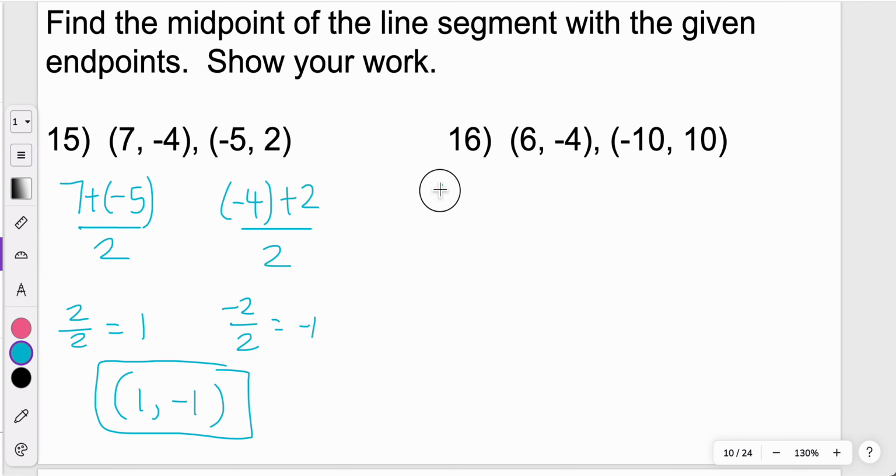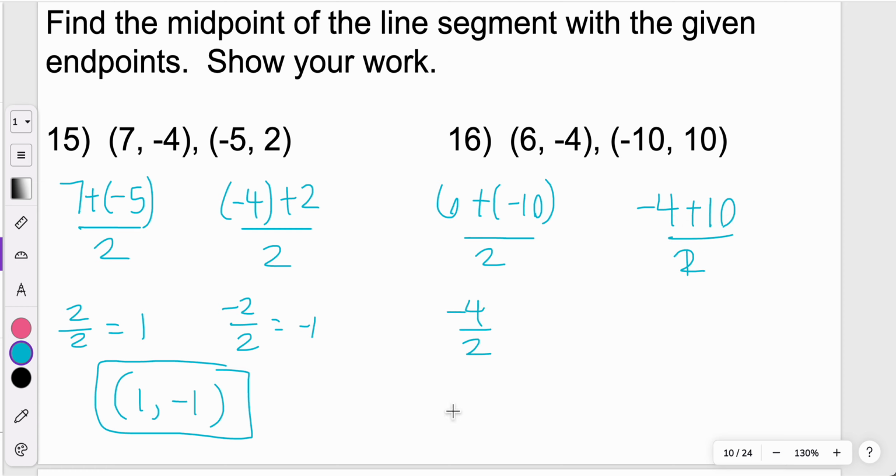And then for 16, 6 plus negative 10 would be my x's. Divide those by 2. And then my y's are negative 4 plus 10 divided by 2. 6 plus negative 10 is negative 4. Divide that by 2 is negative 2. And negative 4 plus 10 is 6. Divided by 2 is 3. So I'm going to get negative 2, comma 3.